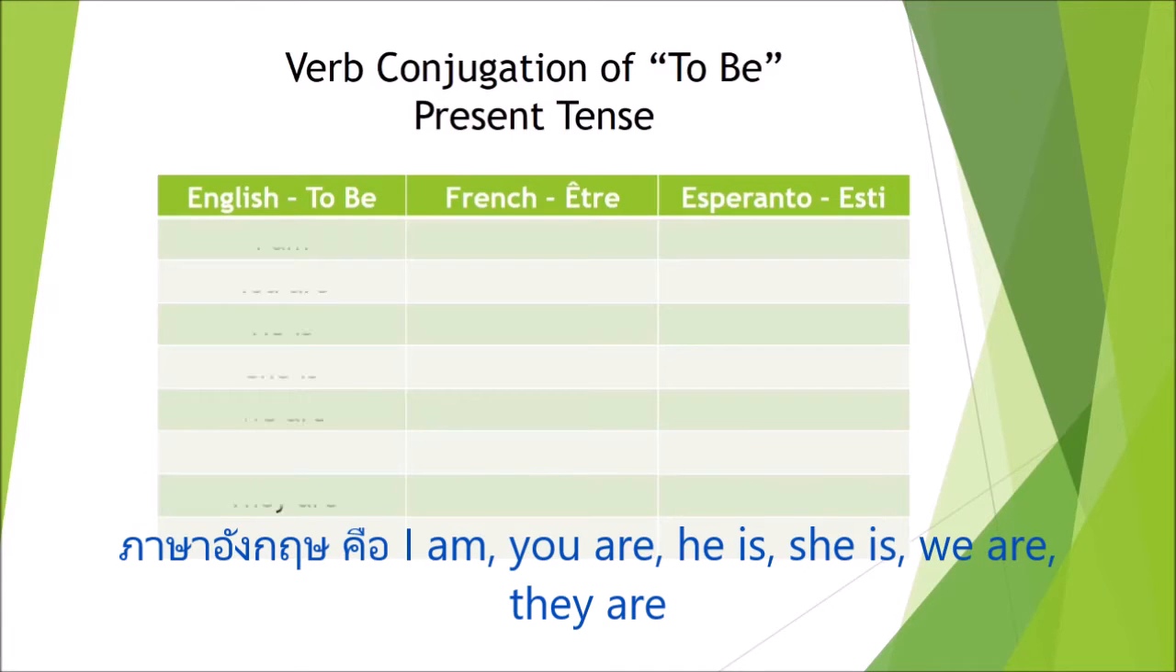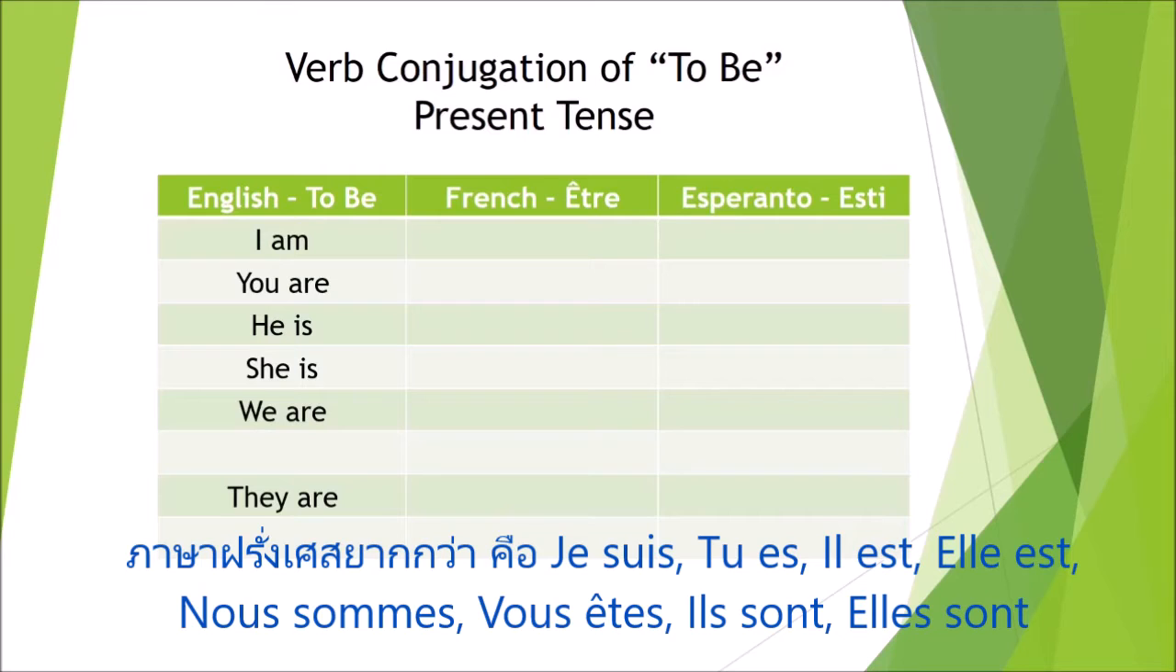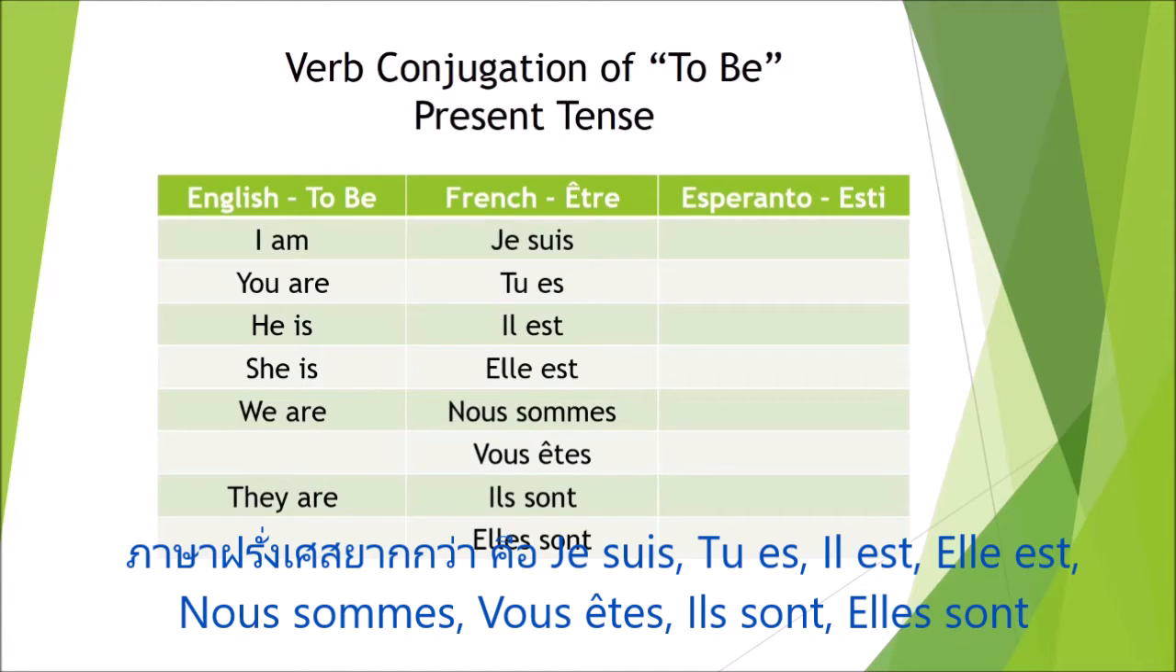So let's start with English. We have I am, you are, he is, she is, we are, and they are. Now French gets a little more complicated. We have je suis, tu es, il est, elle est, nous sommes, vous êtes, ils sont, and elles sont.